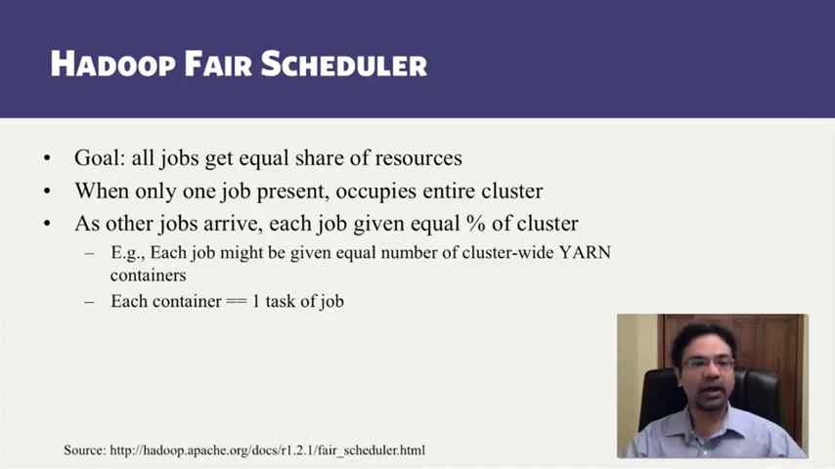For instance, each job might be given an equal number of cluster-wide YARN containers, where a container is a set of processor and memory resources that is enough to run one task of one job. Okay, container is a well-accepted term in YARN, which you have seen elsewhere in the course.